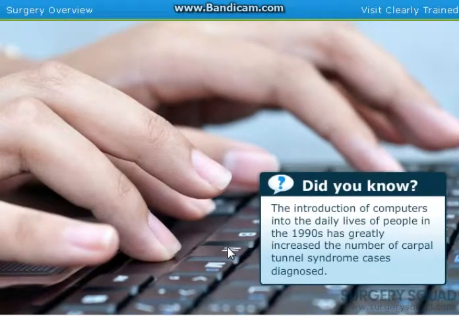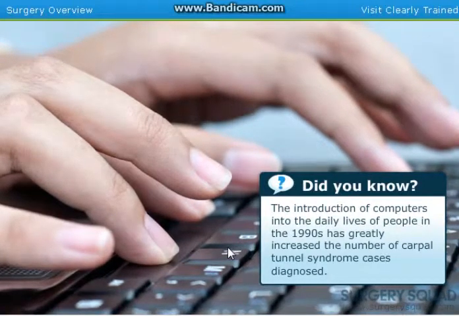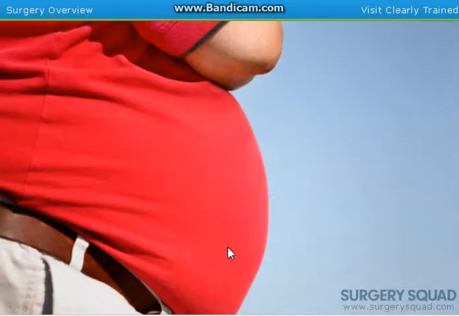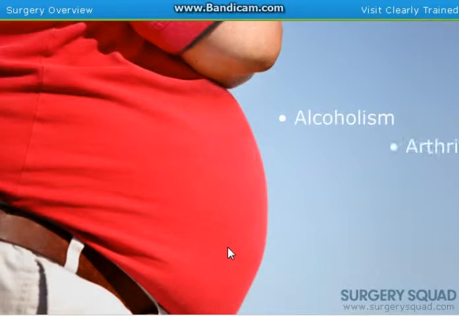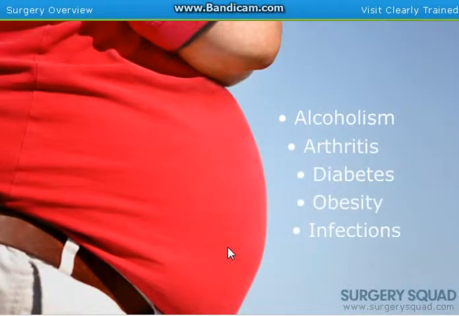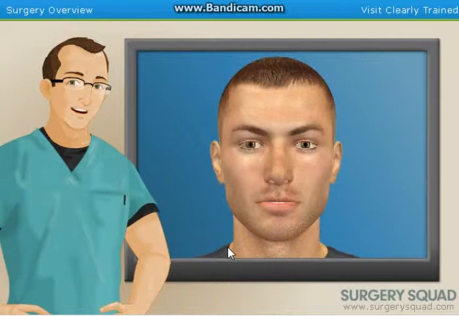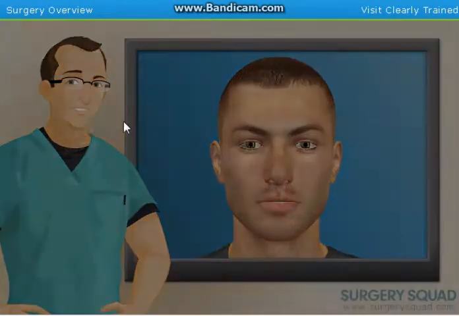Performing repetitive motions with the hand or wrist over a long period is the main cause of carpal tunnel syndrome, and the condition is more commonly seen in women than men. It happens if you type. Researchers have also discovered that other medical problems such as alcoholism, arthritis, diabetes, obesity, and infections could also lead to carpal tunnel syndrome. Today we'll be operating on a patient who has been diagnosed with carpal tunnel syndrome after experiencing numbness and weakness in the palm of his hand and thumb. Now let's put on our gloves and get started.